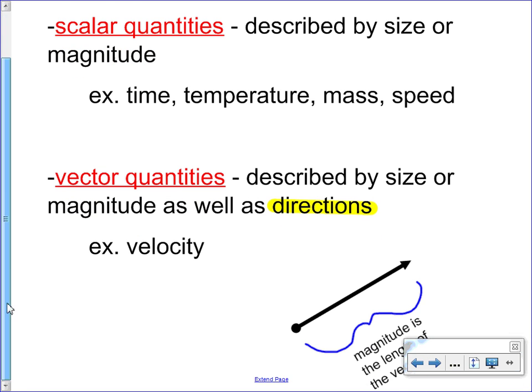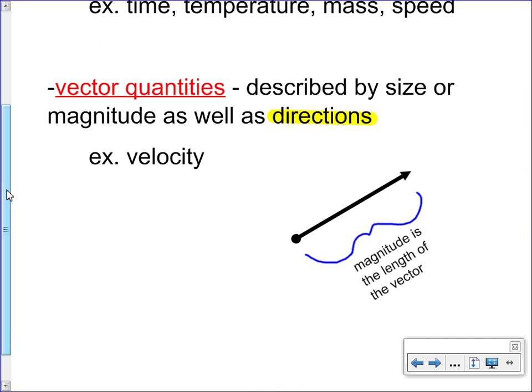So velocity is a vector quantity where you have where it's going, so that's where the arrow is. Here's the initial point, and the arrow tells you where it's going. Now, the length of that line is the magnitude. So the length of your line also has something to do with that vector.